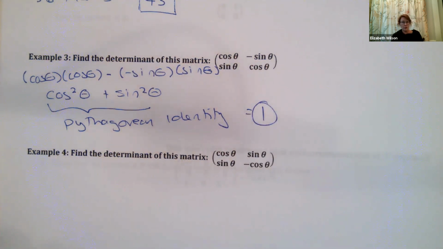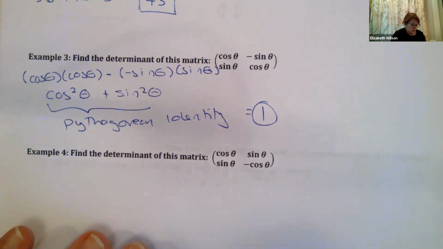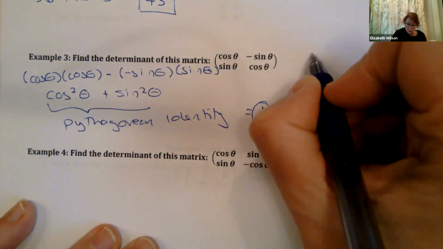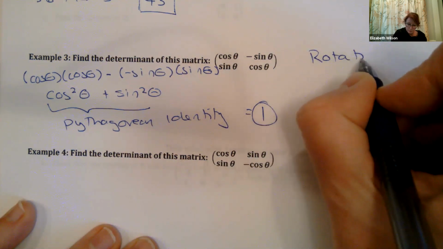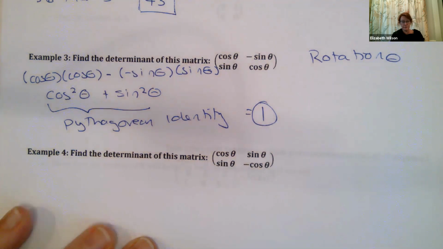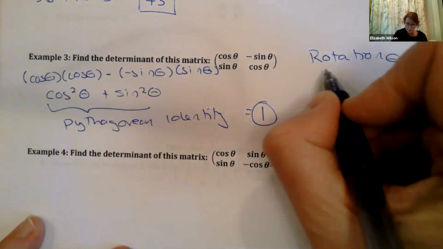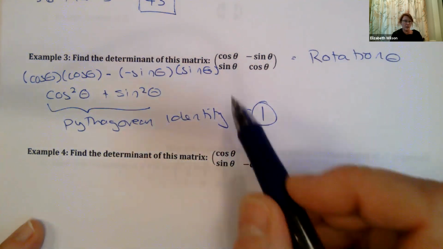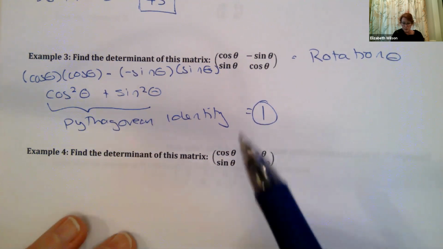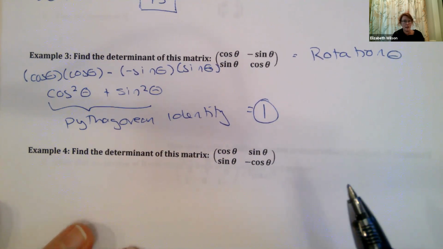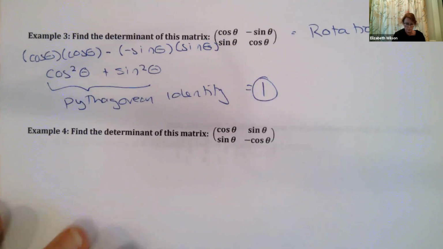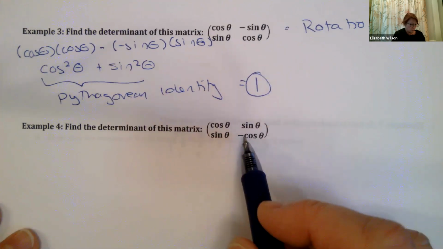Okay, so we should be able to recognize this is going to be a rotation by angle theta. So this is a rotation matrix. We already talked before about how it was a linear isometry. We can see that the rotation matrix is going to have a determinant of positive 1. Okay, let's do this one.